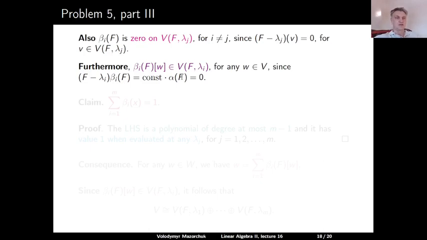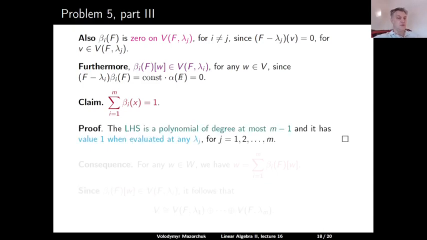So now we claim that the sum over all I of all these beta I's is the identity polynomial. In order to prove this, let's note that each beta I is a polynomial of degree at most m minus 1. In fact, exactly m minus 1, because it's a product of m minus 1 different terms times some non-zero constant. So the sum of such polynomials is, of course, a polynomial of degree at most m minus 1.